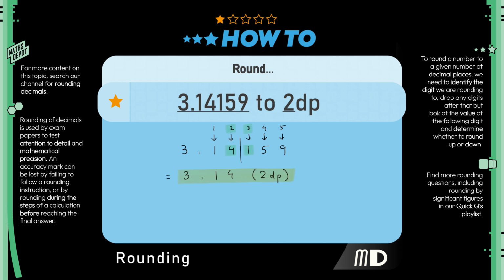To round to 2 decimal places, we need to keep everything up to and including the 2nd decimal place, which is 4, and the 3rd digit is a 1, which is below 5. So the 4 stays the same, giving us the rounded decimal 3.14 to 2 decimal places.